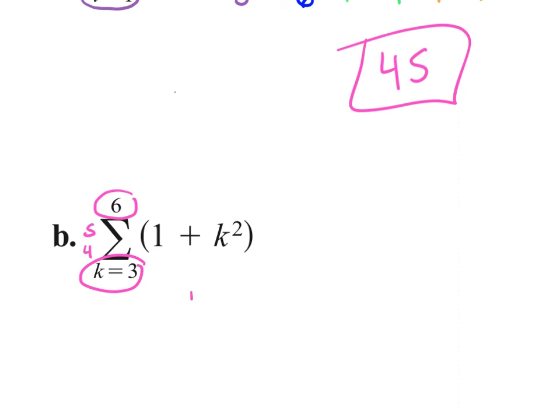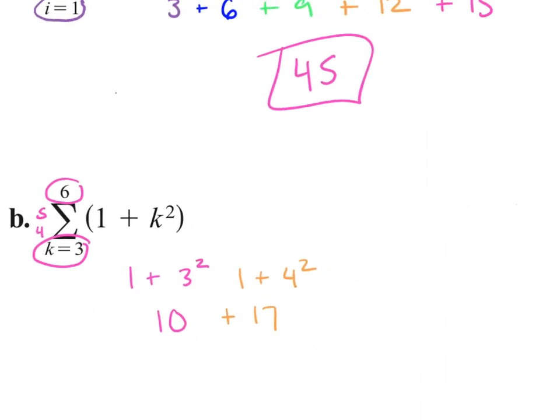So we start with 3. We have 1 plus 3 squared. What's 1 plus 3 squared? What's 3 squared? 9 plus 1? 10. What do we plug in next? The 4. So 1 plus 4 squared. What's 1 plus 4 squared? 17.